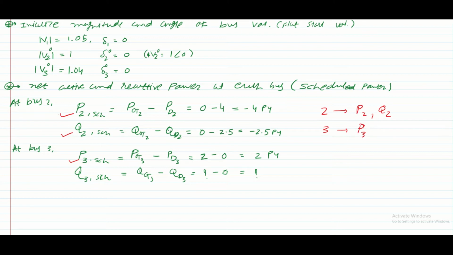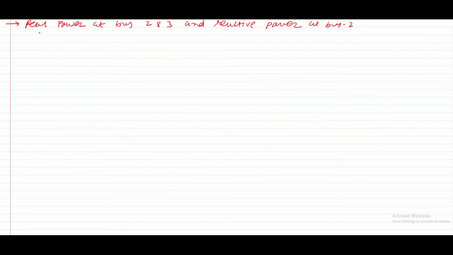So for calculating the reactive power we will get at bus number 2 and 3. Okay, so for calculating the active power we will get the value of active power at bus number 2 and 3, and reactive power at only bus number 2. So here we will calculate the real power at bus number 2 and 3 and reactive power at bus number 2. Okay, so I will write the generalized equation first and then we will calculate.